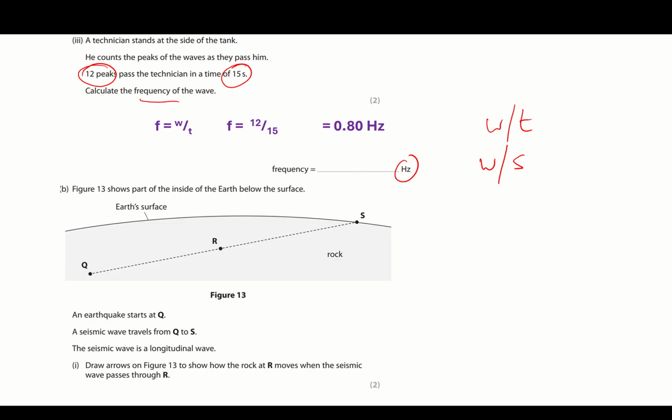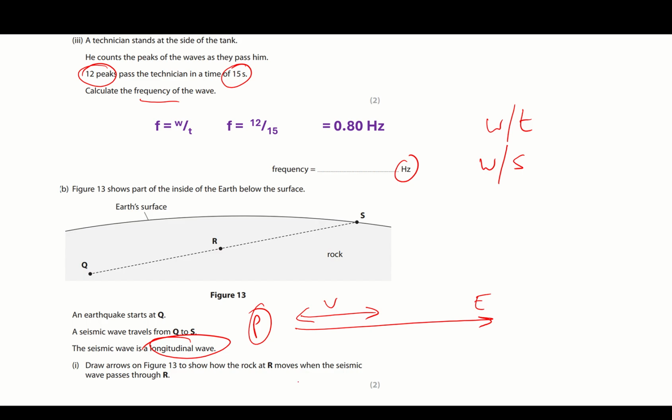The next one, we want to know about seismic waves. It's a longitudinal wave. So energy goes that way, vibration goes that way. So there we go, that's a longitudinal wave. So this must be a seismic P wave. So here's a primary wave. It can go through solids and liquids, and it is faster than an S wave.